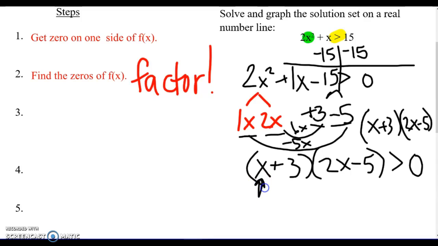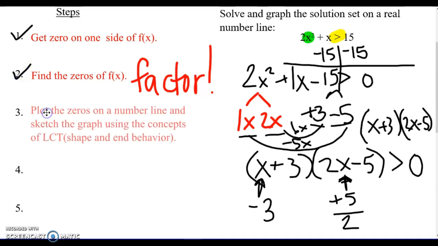So I'm going to look right here. x plus 3: what plus 3 gives you 0? That would be negative 3. And right here, what's going to give me 0 there? I take this sign and change it, positive 5. But it's not just positive 5, it's positive 5 halves. Those are my two zeros. So get the 0 on one side, check. Find the zeros, check. Let's see what it says next.